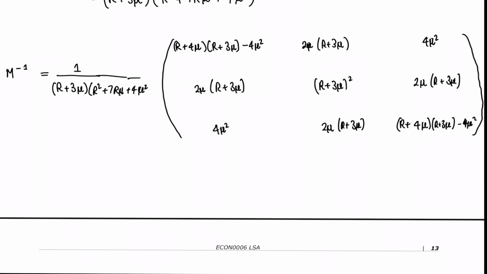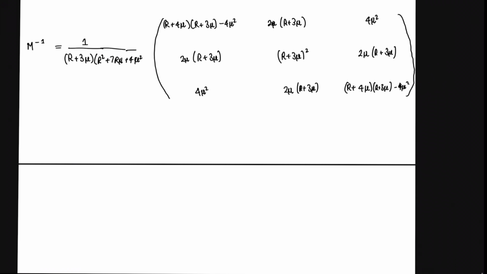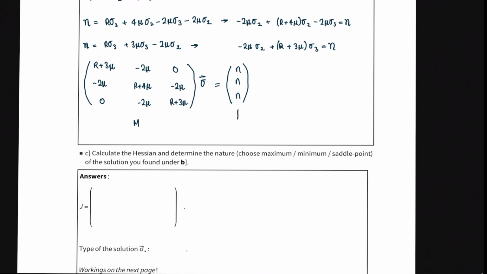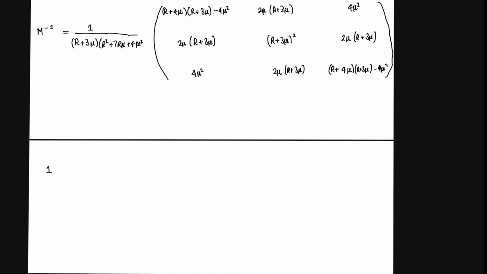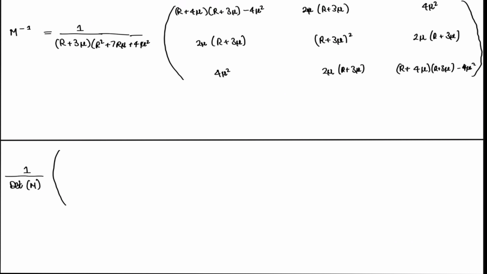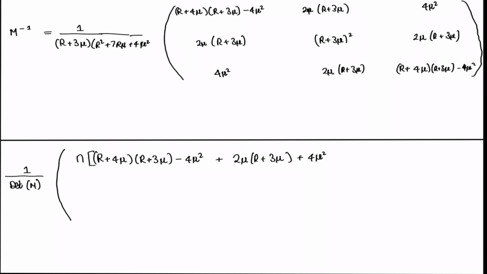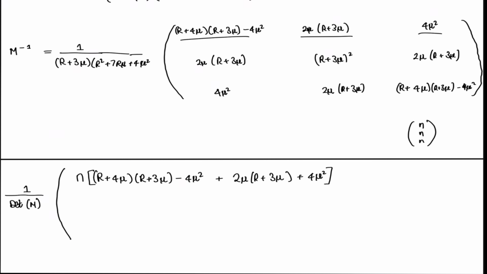Cool, so this is our inverse matrix. Now we will times this matrix by eta, and hopefully you can see that is going to give us eta, and in brackets r plus 4 mu, r plus 3 mu minus 4 mu squared, plus 2 mu, r plus 3 mu plus 4 mu squared, and close the bracket. Because when we times this matrix by eta, we're basically timesing every single one of these elements by eta, so we can just factorize out that eta.